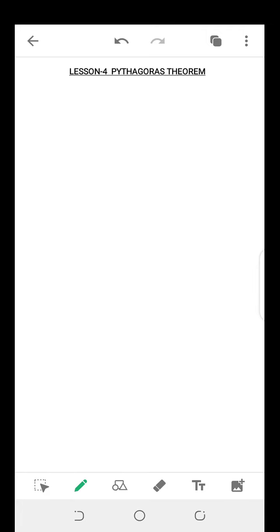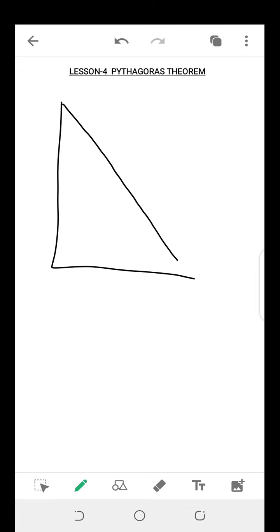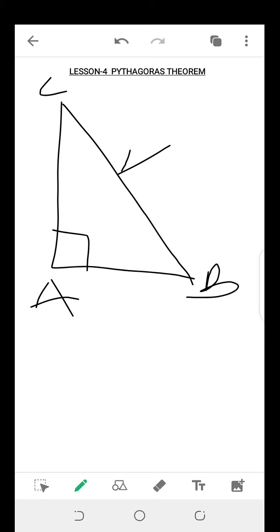Let's draw this. Let's take this one as a right angle triangle. Triangle of 90 degrees here. And let's say this is A, B, and then C on top. So the hypotenuse is the longest side of the right angle triangle. So this is what we call the hypotenuse. Or we can say the hypotenuse is the line which is opposite to the 90 degrees.